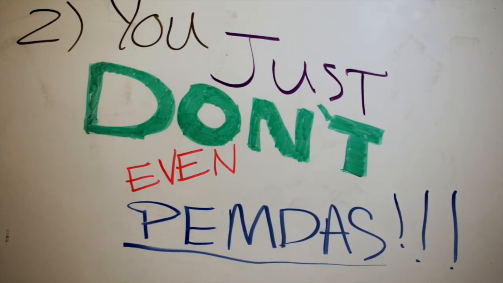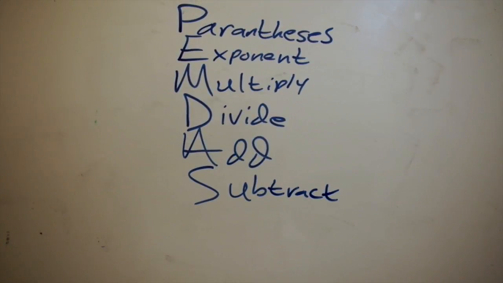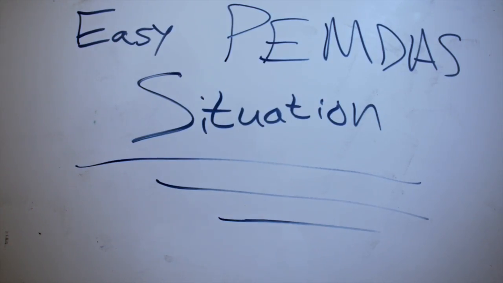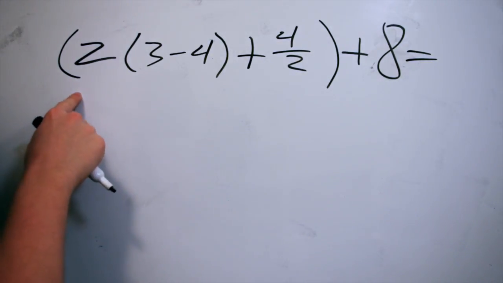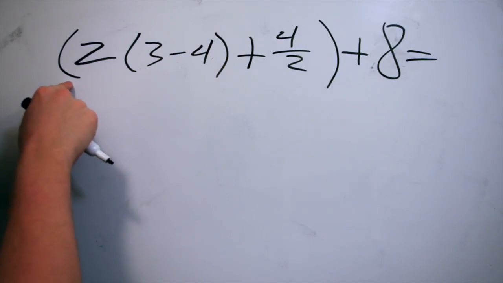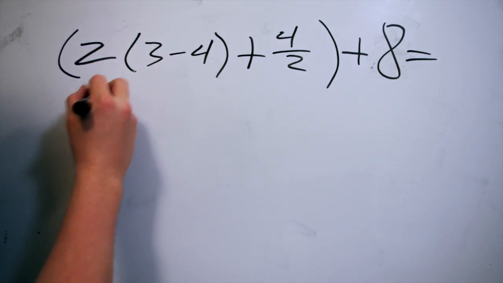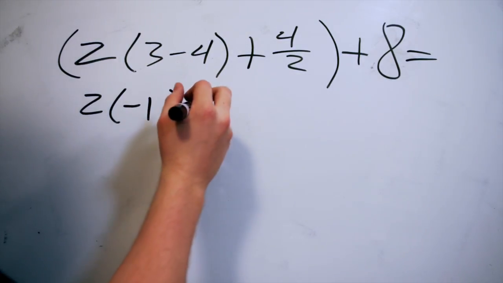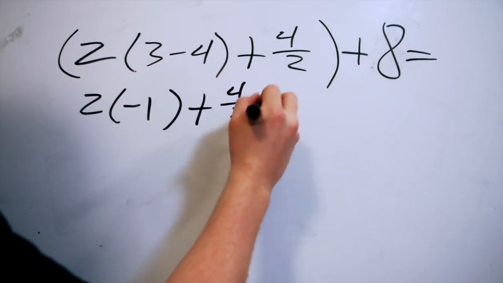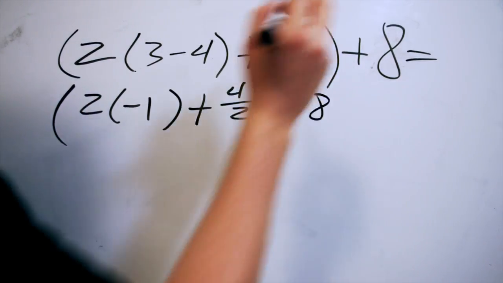And our number 2 reason, you just don't even PEMDAS. Yes, ma'am, please excuse my dear Aunt Sally. So we're looking for the endmost parentheses right here, which would be the 3 minus 4, which I'm about to point to. Just any second now. There we go. The 3 minus 4, you're going to solve that right there, and it'll give us negative 1. So that'll give us 2 times negative 1 plus 4 over 2. And then I'm going to close all the parentheses, plus 8. See that 8 at the end.